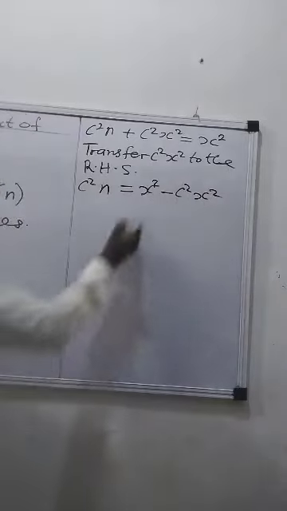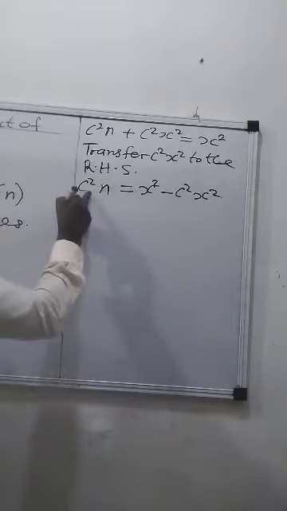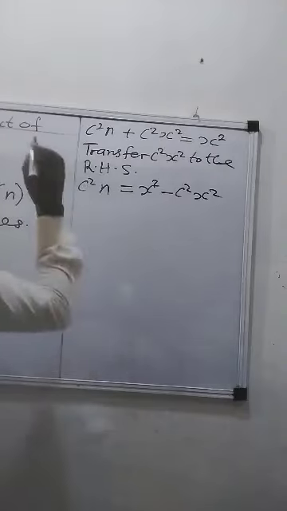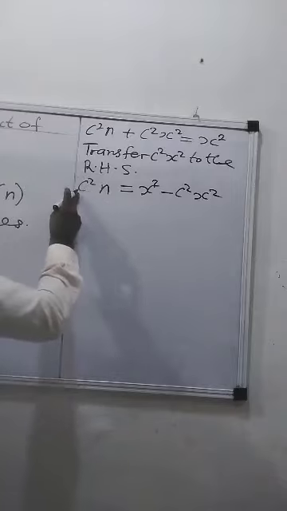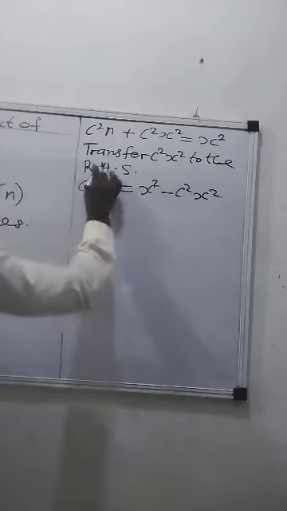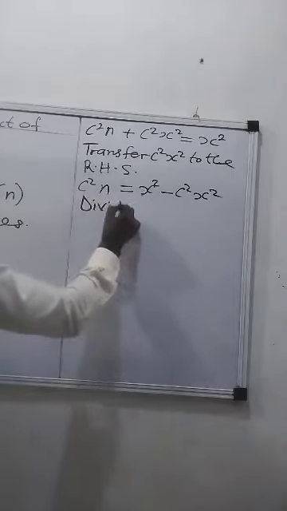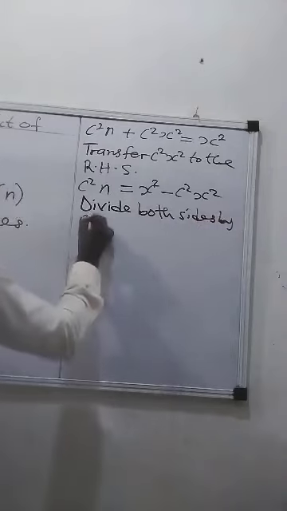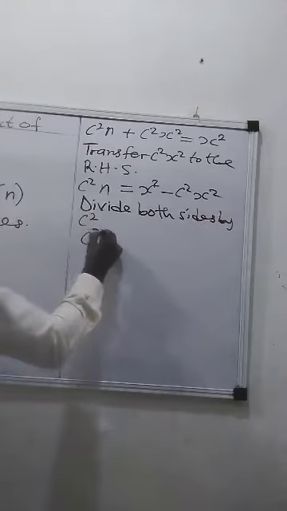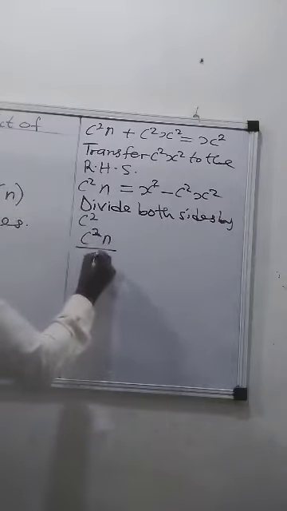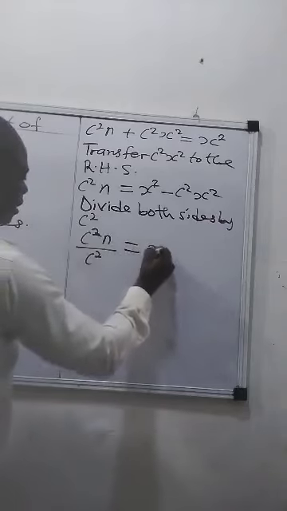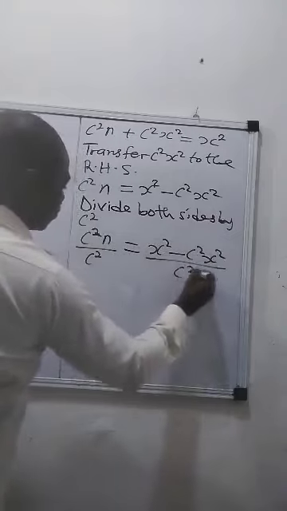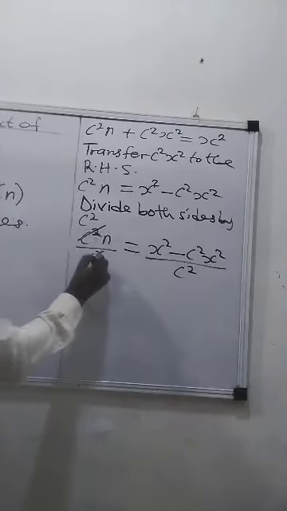All right, so from here, this n now, I want to remove this c square from it. It will now remain n. So what do we do to remove this c square? Divide both sides by c square. So we have c square n all over c square is equal to x square minus c square x square all over c square, so that this c square will cross out this c square.